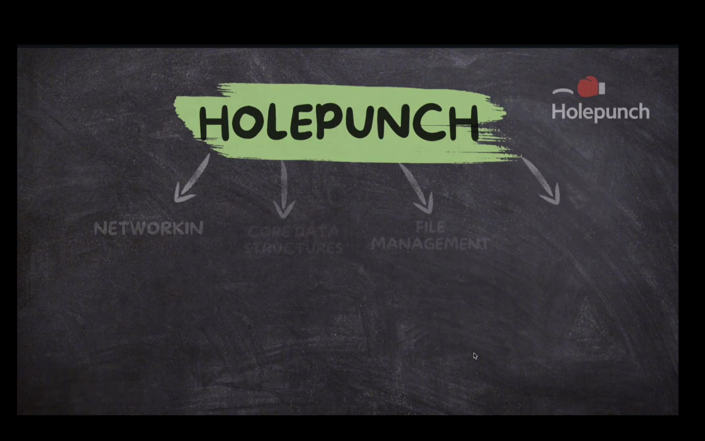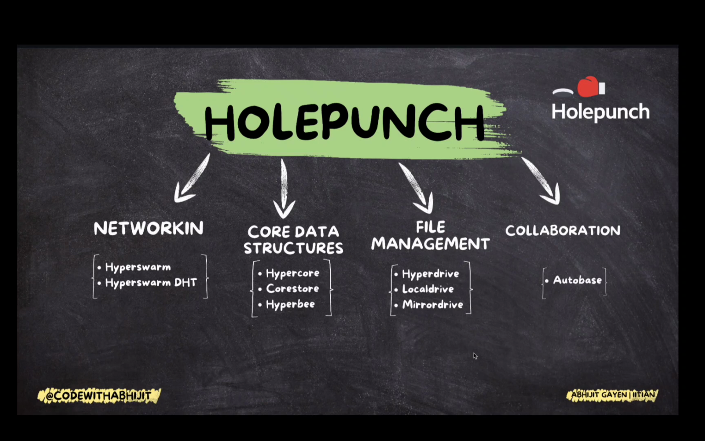In the Holepunch technology we can divide it into four parts: networking, core data structure, file management, and collaboration. For networking, there is Hyperswarm and HyperDHT, which help make communication between two peers. In our project we will mostly use Hyperswarm and HyperDHT. For data structures, mainly Hypercore, Corestore, and Hyperbee are used. And for file management there are three modules: Hyperdrive, Localdrive, and Mirrordrive.